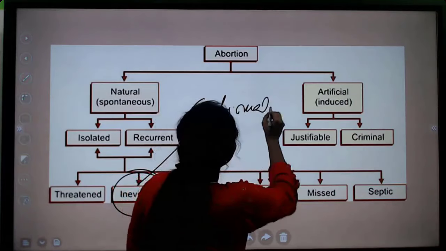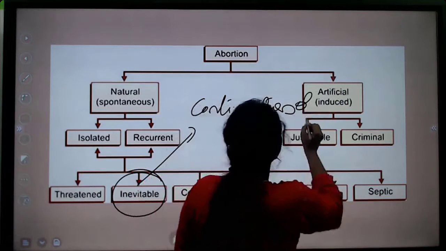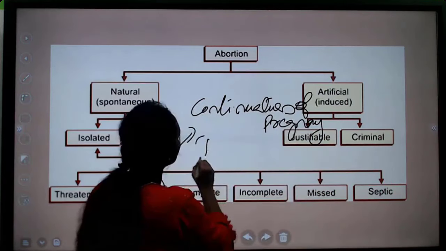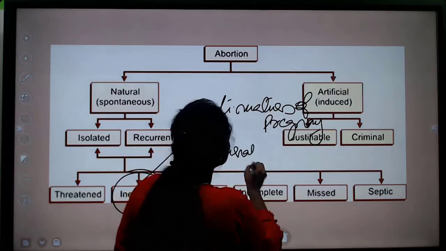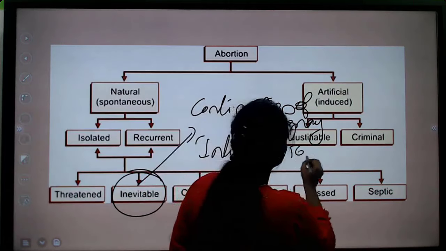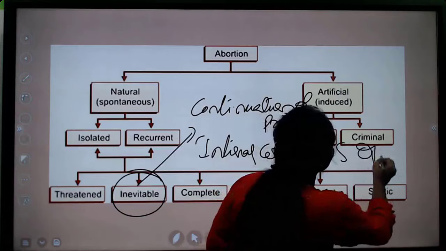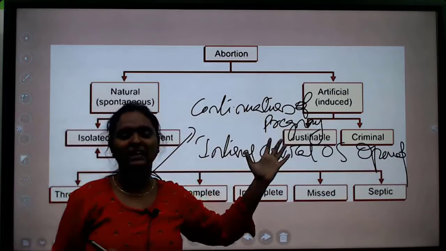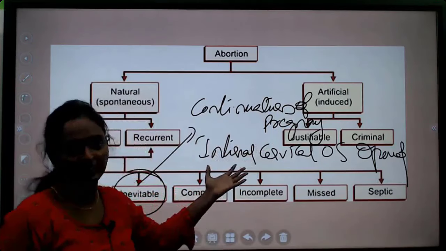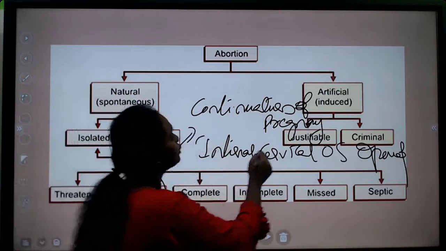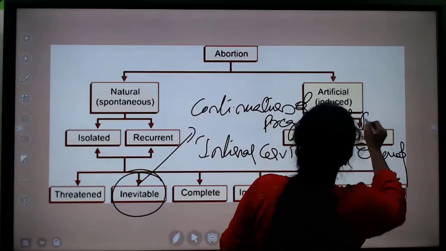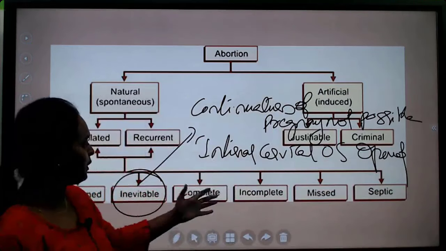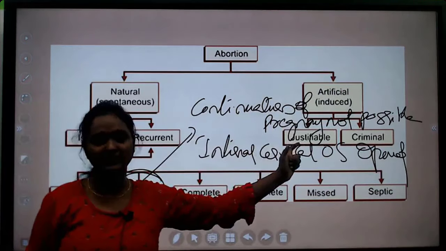Continuation of pregnancy is not possible. Why? Because here the internal cervical os is open, so the continuation of the pregnancy is very difficult. Okay, so the first point is that continuation of pregnancy is not possible.